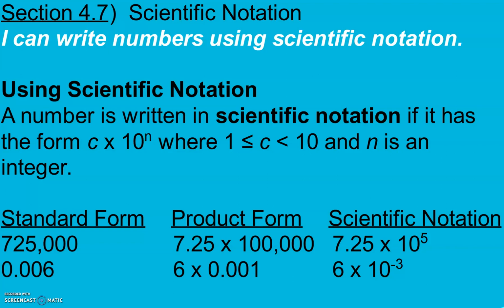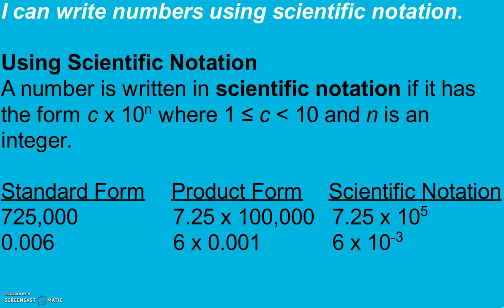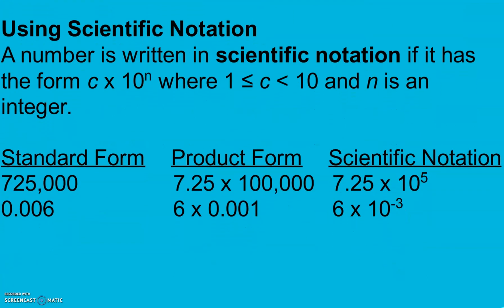Section 4.7 is scientific notation. I can write numbers using scientific notation. A number is written in scientific notation if it has the form c times 10 to the nth power, where c is greater than or equal to 1 and less than 10, and n is an integer. Basically, we need exactly one number in front of our decimal that's not 0.